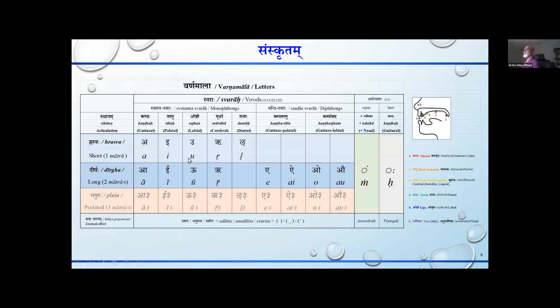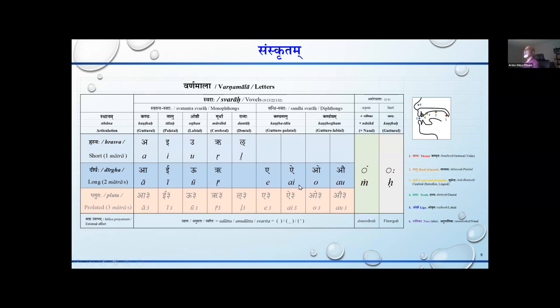Now let's go to a little more detail about the sthana. Akara is kantya or guttural. Ikara, all the 18 varieties of ikara, the modulation is palate or thalu. Ukara, all the 18 varieties, modulation is labial, at the lip. Rikara is all murdha, that is retroflex or cerebral. And all the 12 varieties of lrikara are dental.